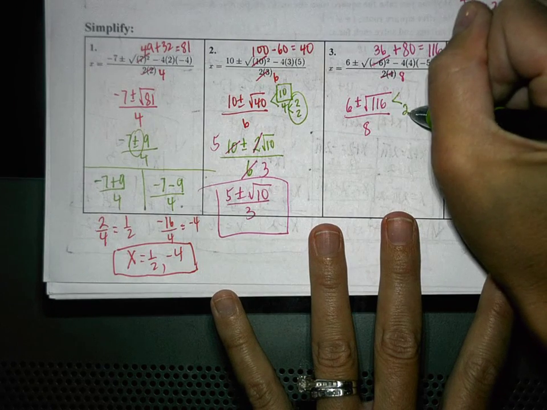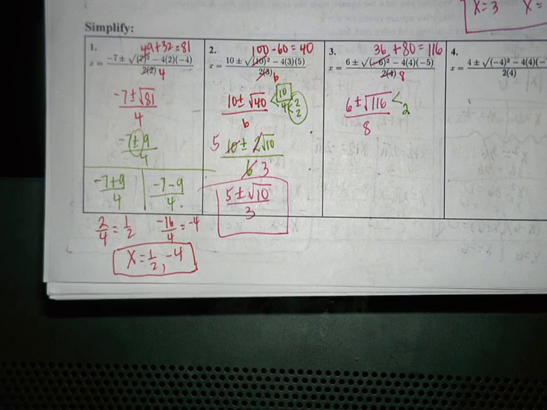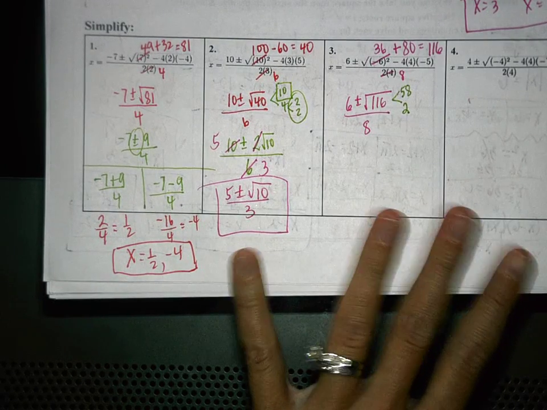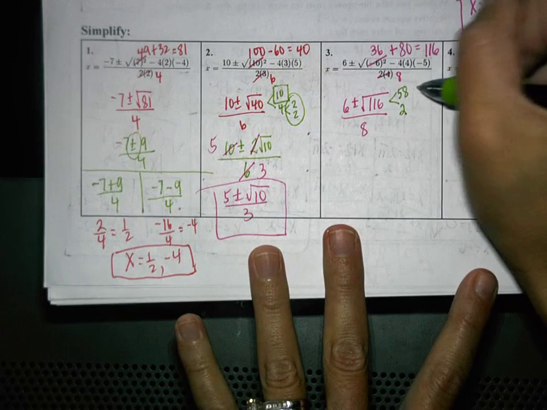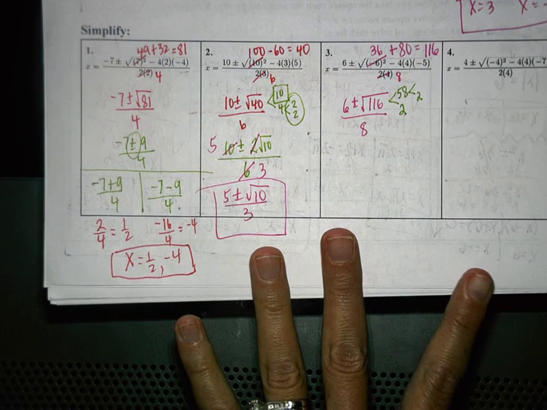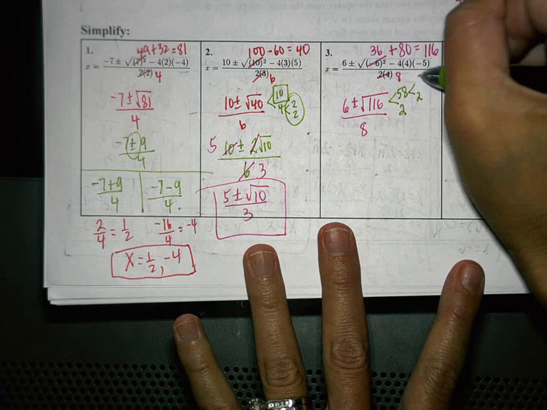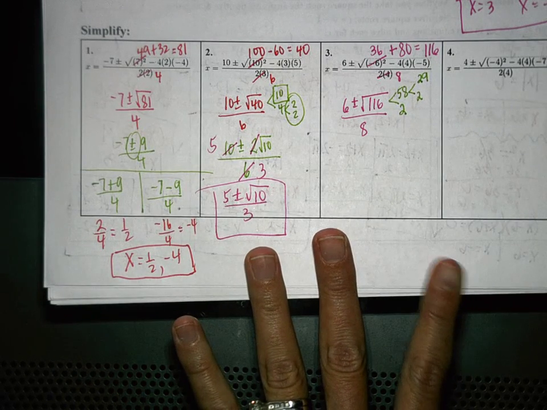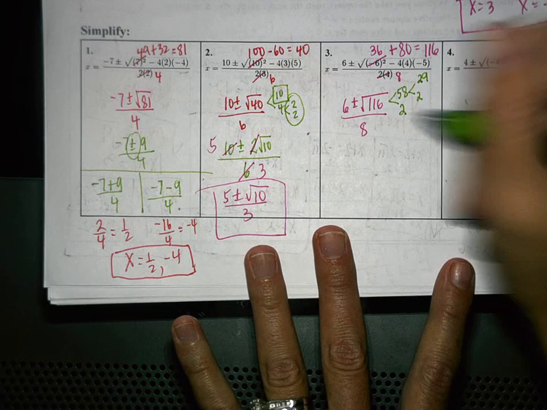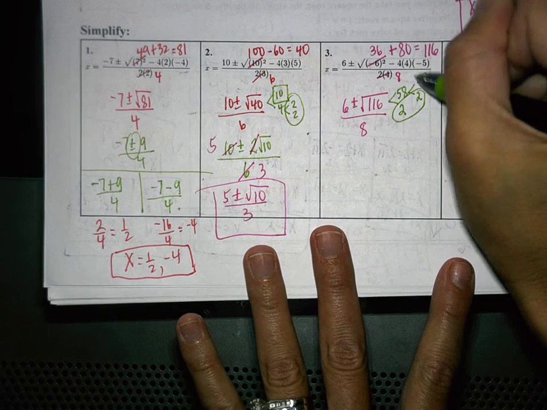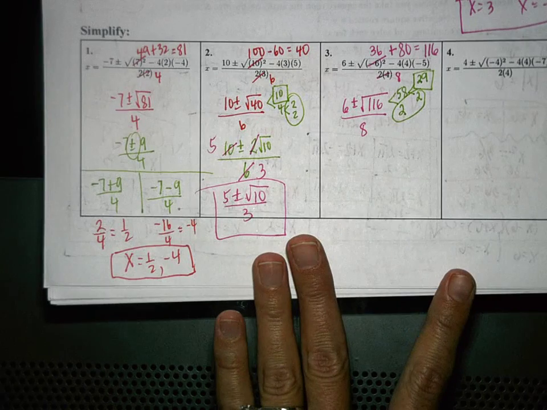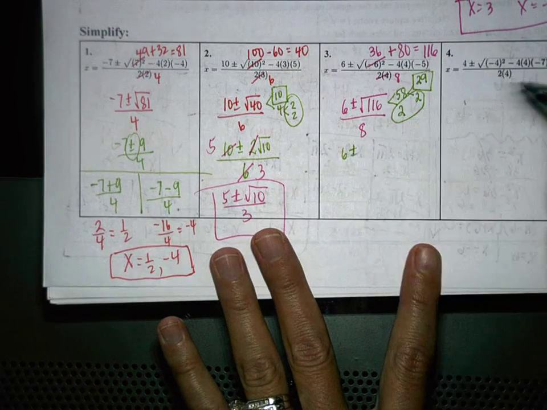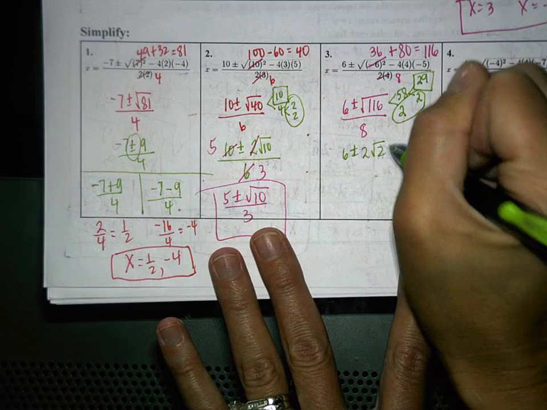And what's half of 116? 58 is correct. Okay? 58 ends in an even number, and so I know that's also divisible by 2. And half of 58 is 29. Can 29 break down any further? Very good. And so we have a pair of 2's and a 29 that's left over. So when I write this out, I have 6 plus or minus 2 root 29 over 8.